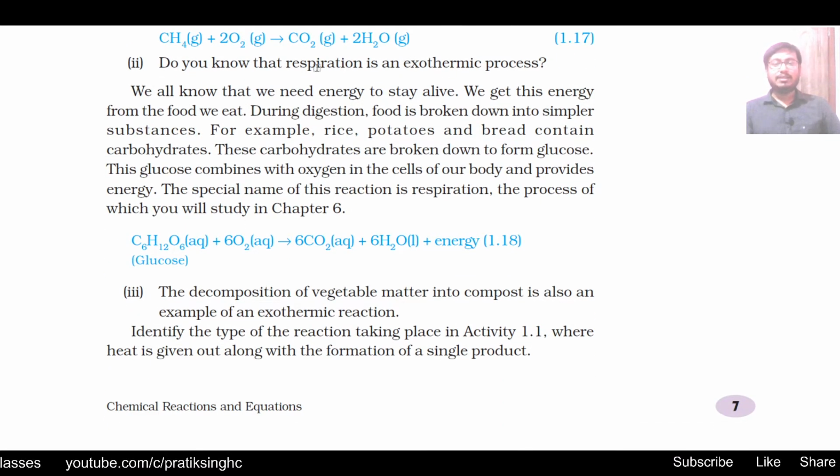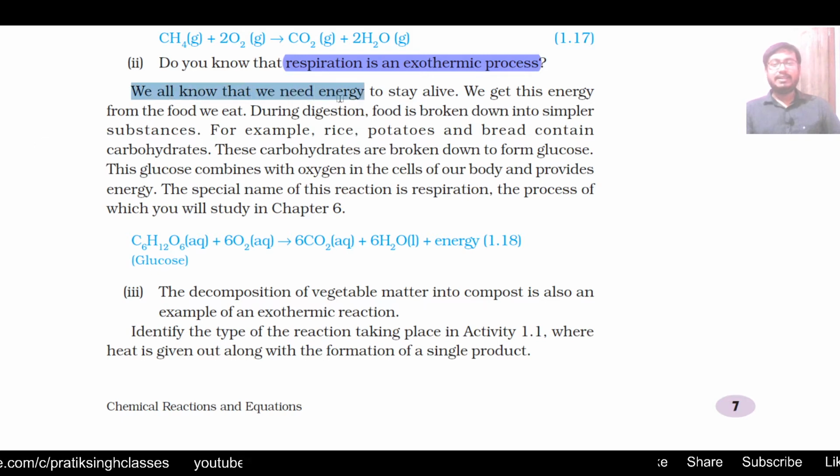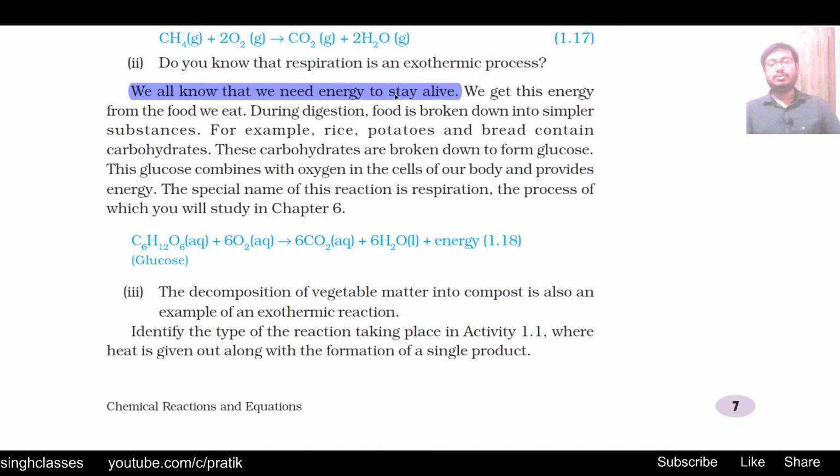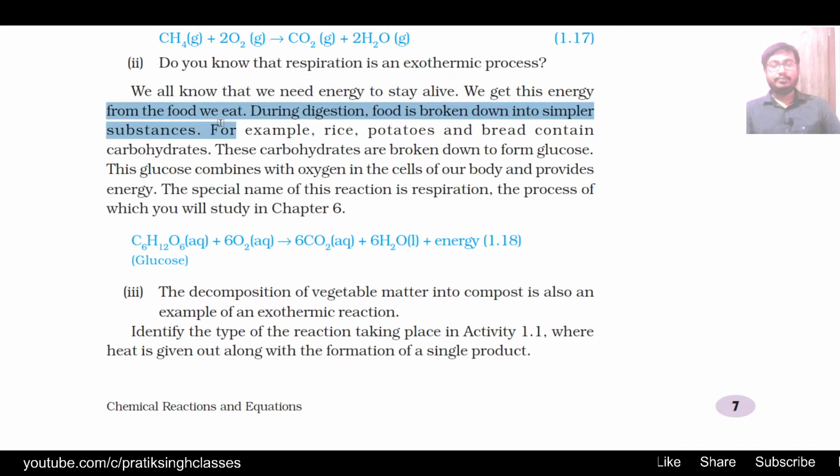Okay, about respiration and exothermic processes, we will study more in biology. We all know that we need energy to stay alive. Without energy we can't stay alive, and energy comes from fuel, and for us food is our fuel. We get this energy from the food we eat. During digestion, food is broken down into simpler substances.